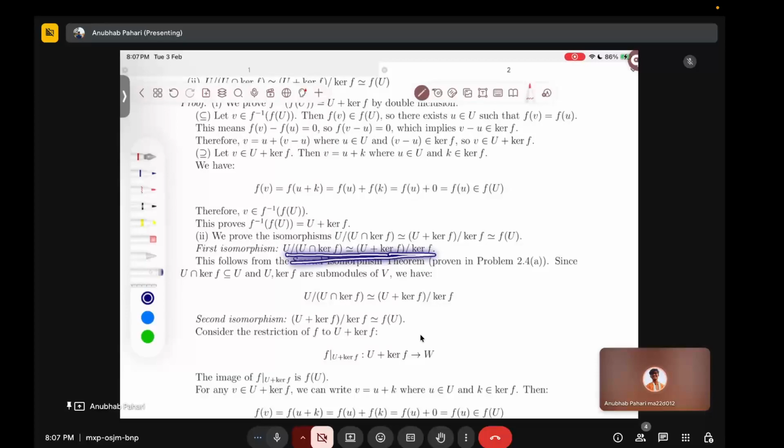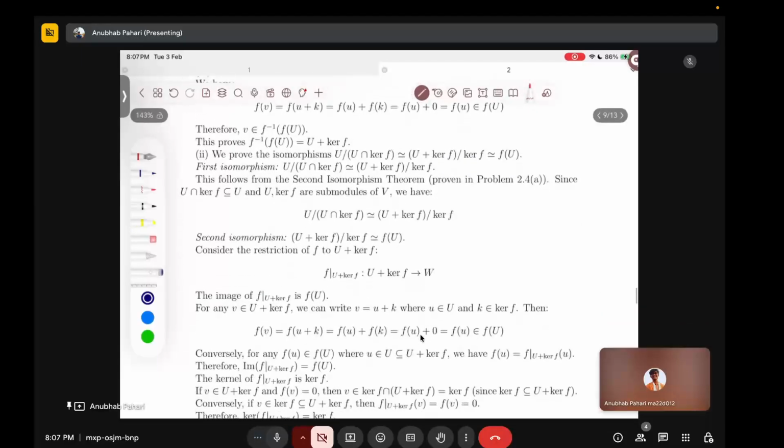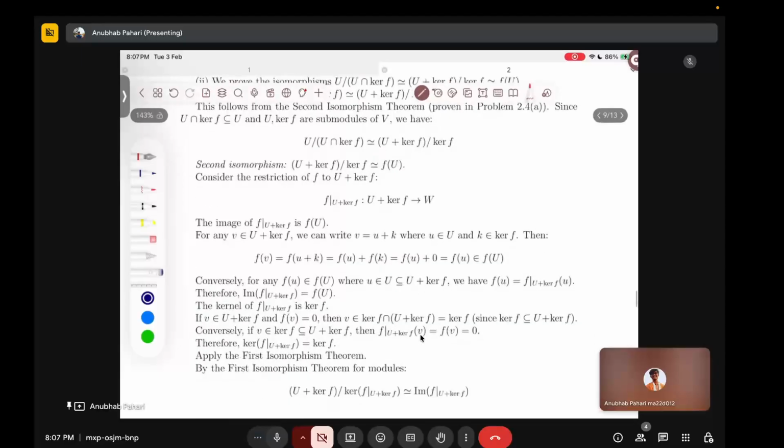This is true, right? So you can ignore that, just focus on the second thing, the second isomorphism.